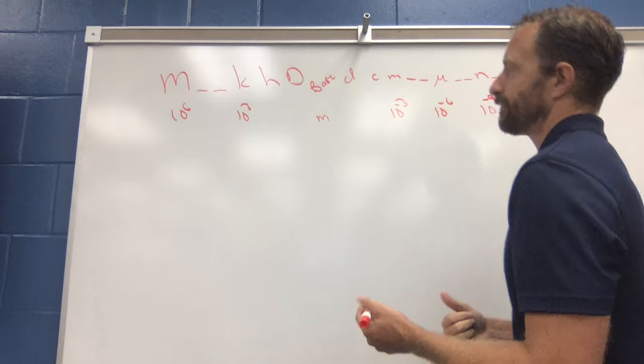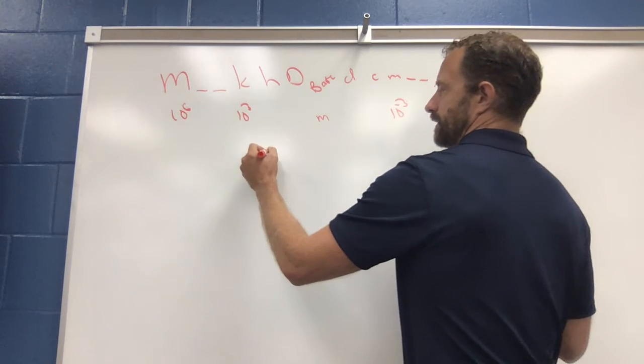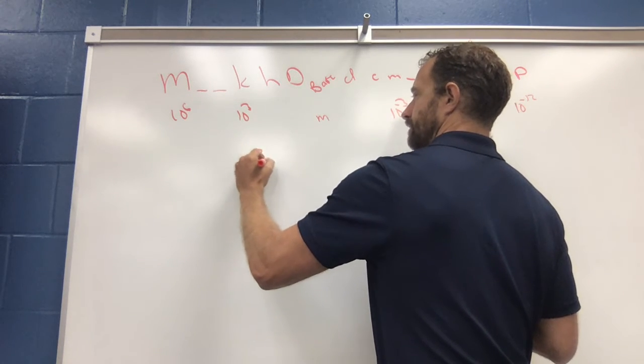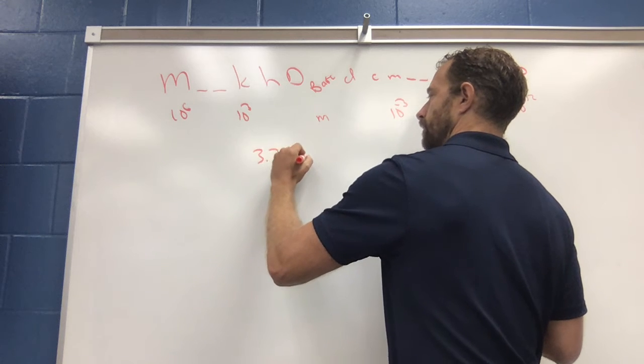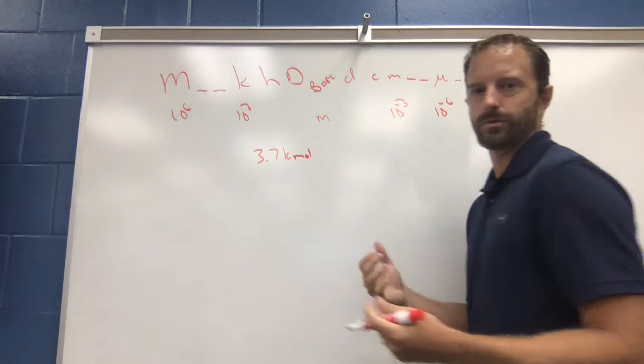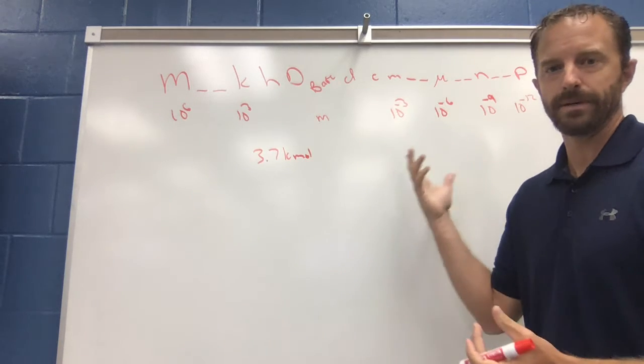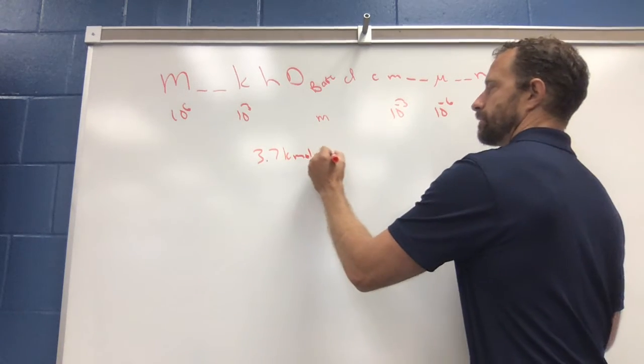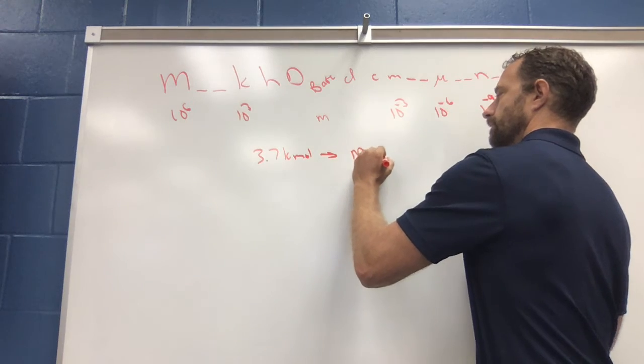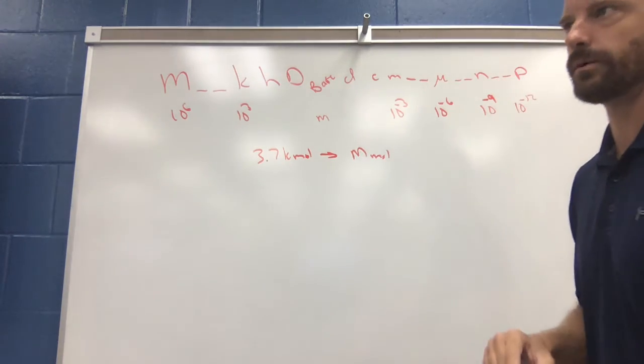So I'll just do a couple examples here. If I have 3.7 kilomoles, right? I'll use moles, so it's one we're not as familiar with. We're going to use moles a lot in chemistry. And I want to change that to something else. I pick any other thing. So let's change that to megamoles. That sounds like the guy from Megamind, right?